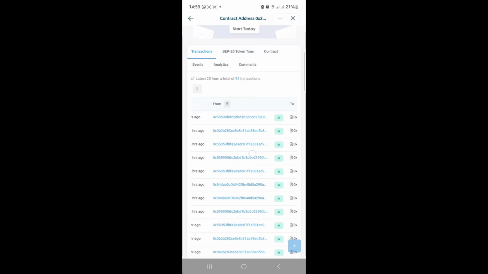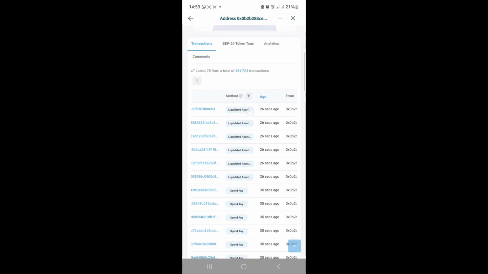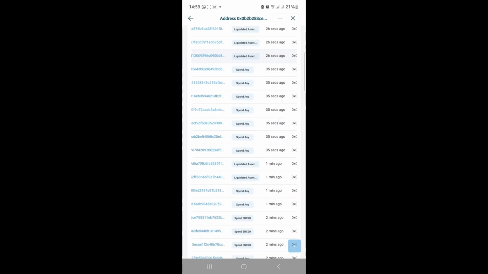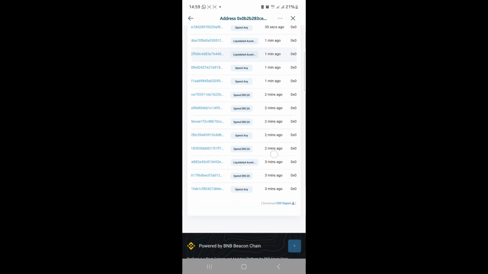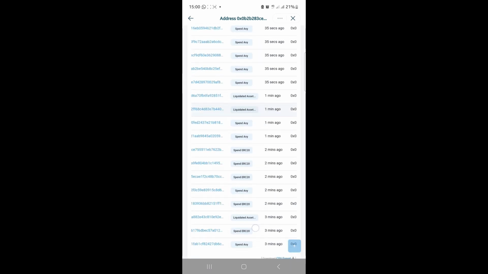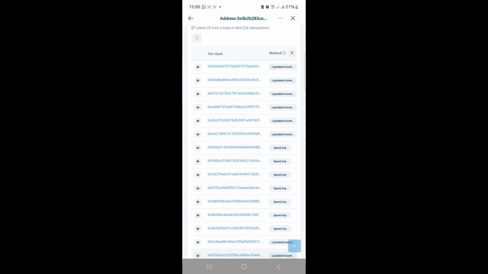For example, maybe we can check this address. What is he doing with it? You can see here liquidated asset, liquidated asset, liquidated. Why is that happening? Liquidated, but the guy keeps on trading. It's been liquidated, but he keeps on doing it. At some point, I think he's making profit. But this liquidated asset, what does it mean? I'll come and explain it.